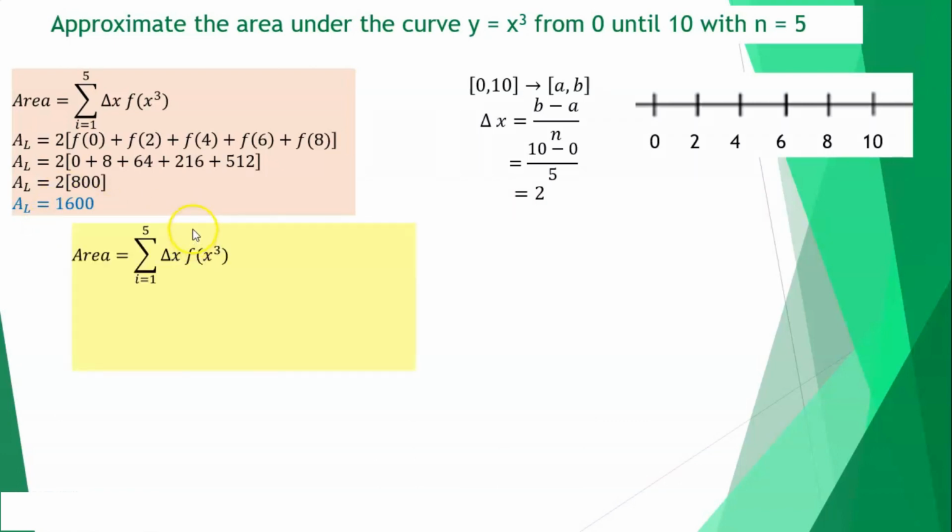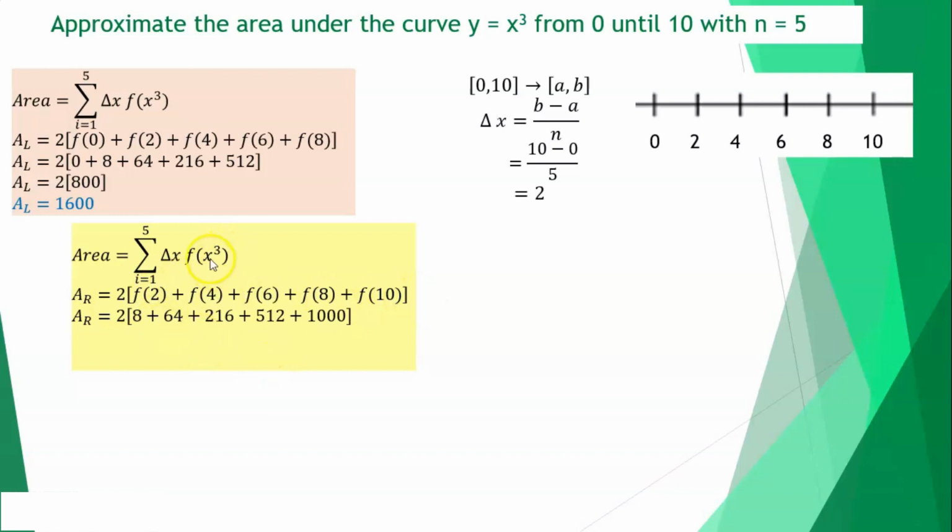Now making use of the right endpoints. So at this point, we will start from 2 until 10. So the same process. So we have here 2 cube, then 4, 6, 8 until 10. So take note, 2 cube is 8, 4 cube is 64, and 10 cube, that is 1000. So simplifying further, so this would become 1800 times 2, that's 3600. So take note, 3600 is an over approximation.